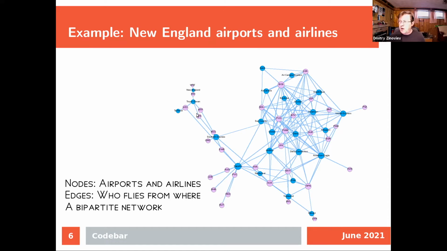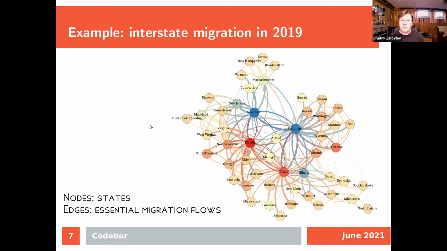Okay, and one more example. Interstate migration in the United States of America in 2019. So this network shows how people moved from one state to another. Nodes represent states. So here's my state of Massachusetts, and edges, which are shown as arcs rather than as straight lines as in the previous pictures, represent essential migration flows. In fact, by the end of today's presentation, if you survive, and hopefully we'll all survive, I will show you how to construct this particular network.